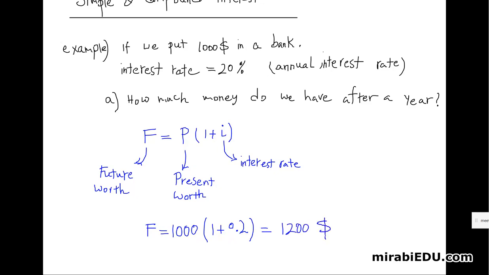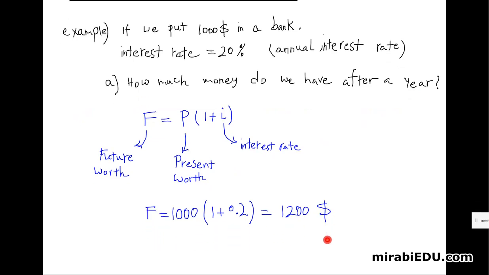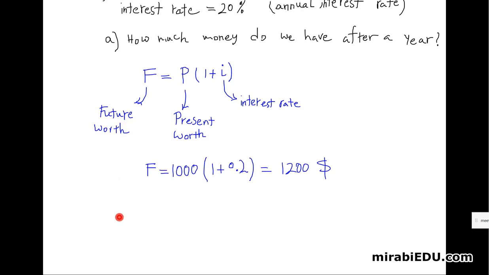$1,200. So to answer this question, how much money do we have after a year? We can say after 1 year we'll have $1,200. Is there any question here? No. Okay. Now let's make this more complicated.